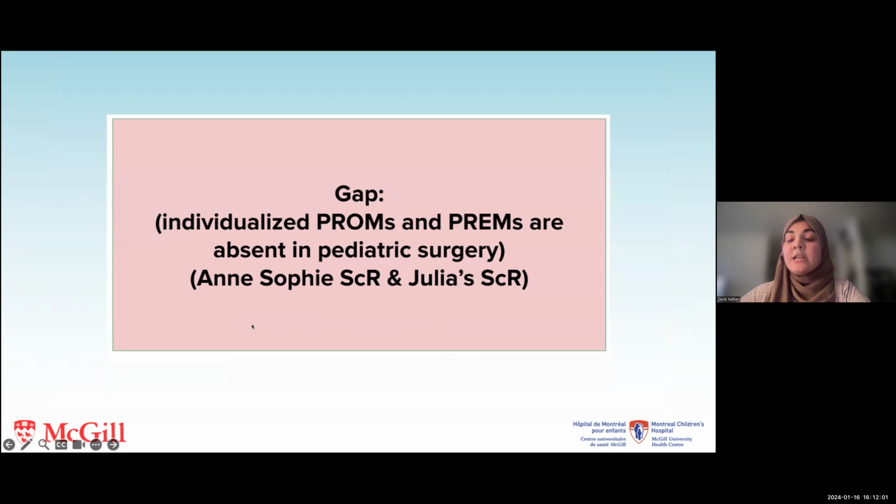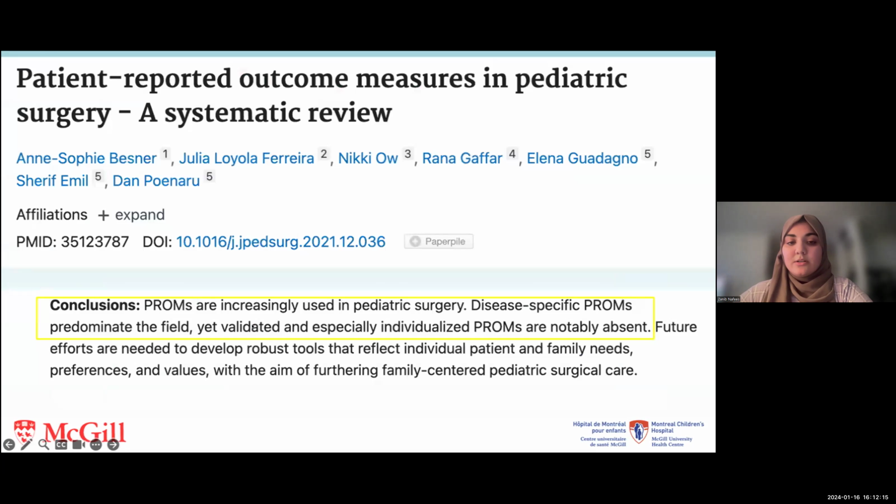The gap that I'm really trying to fill is a better understanding of how surgeries affect children. This involves recognizing both the clinical results and the personal experiences of young patients and their families, as emphasized by Anne-Sophie's scoping review and Julia's scoping review. These are our previous lab members. Anne-Sophie's systematic review showed that PROMs are increasingly used in pediatric surgery. Disease-specific PROMs predominate the field, yet validated, especially individualized, PROMs are notably absent.